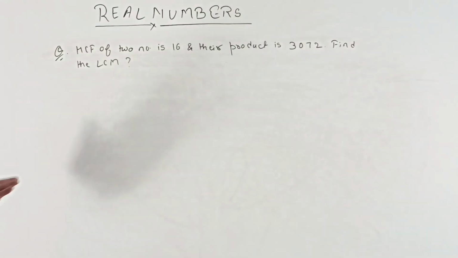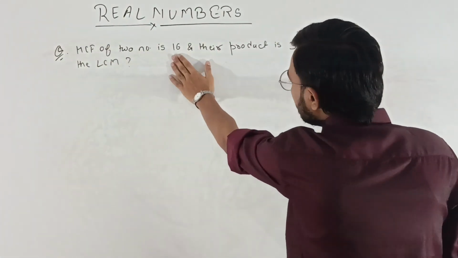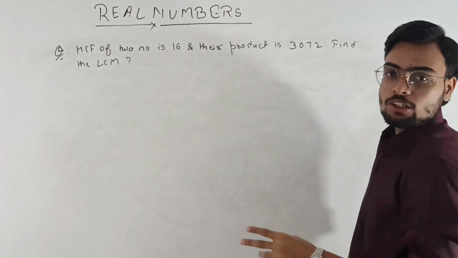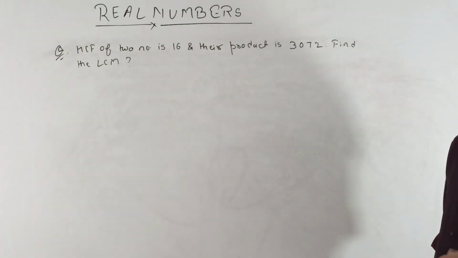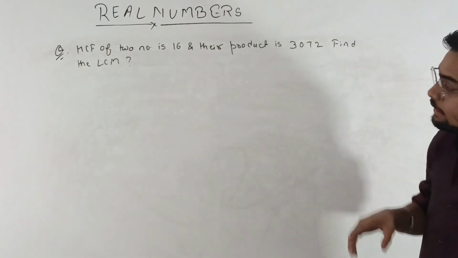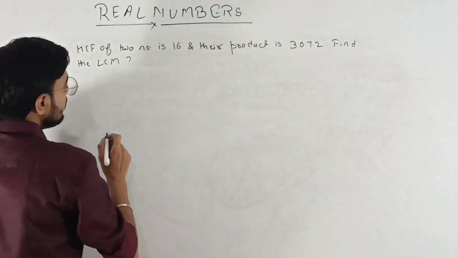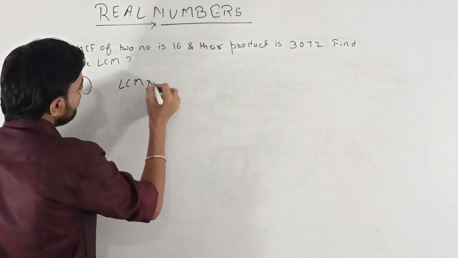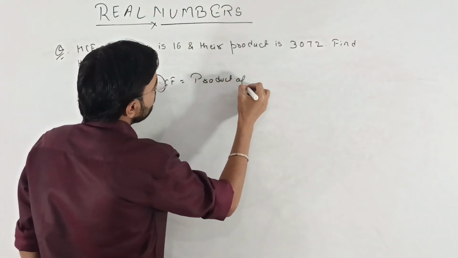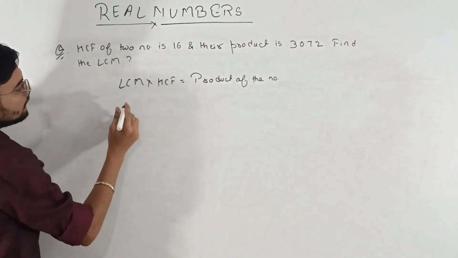Okay. Now let's move to the next question. The HCF of two numbers is 16 and their product is 3072. Then find the LCM. The question says that there are two numbers, and the product of these two numbers is 3072 and the HCF of these two numbers is 16. Then we have to find the LCM of these two numbers. So we know the relation. What is the relation? LCM multiplied with HCF is equal to the product of the numbers.